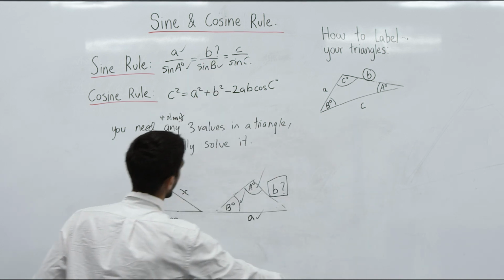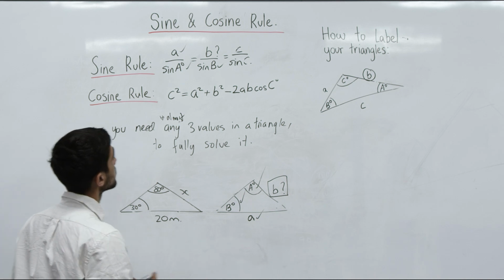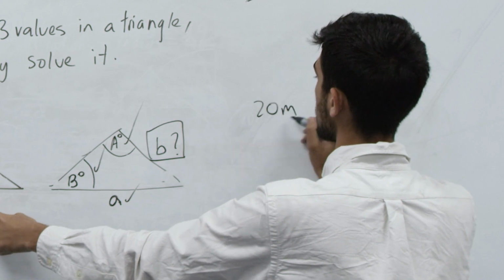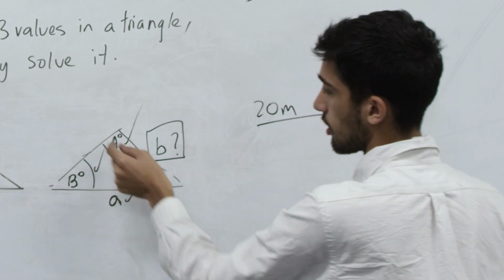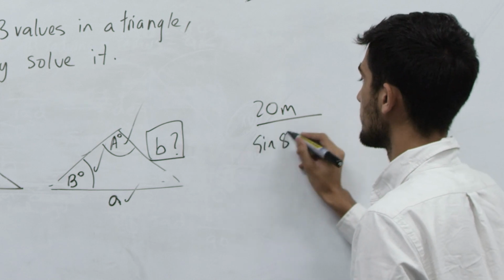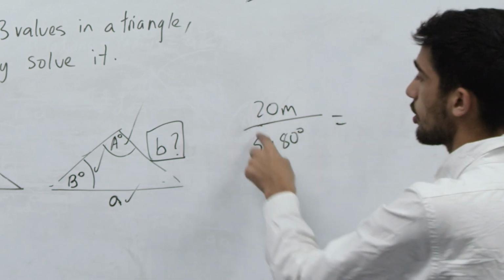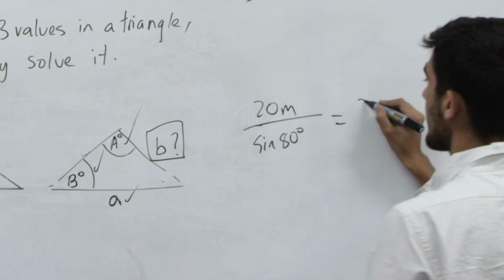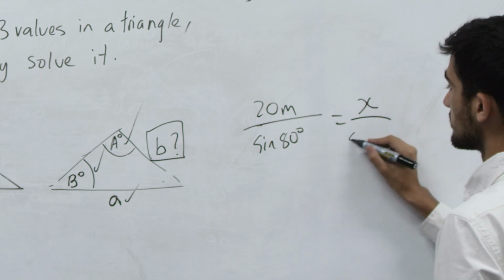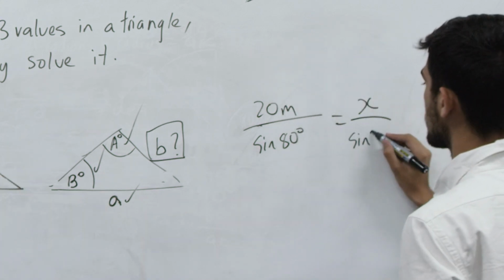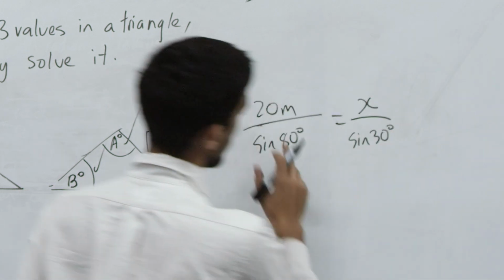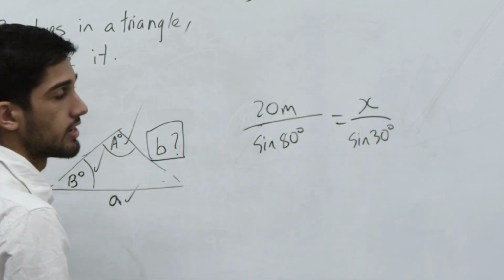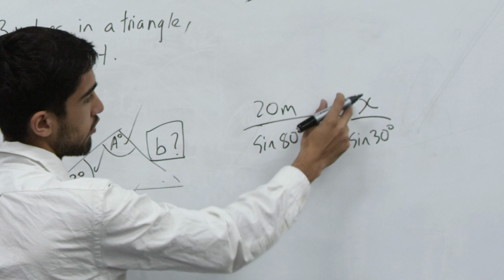So what I'm going to get here now is A over sine A. What is A? A is 20 meters. Sine A is the sine of the matching angle A, which is the sine of 80 degrees. A over sine A equals B over sine B. What's B? B is actually X, and the sine of B is the sine of 30 degrees. So we get A over sine A, 20 over sine 80, is equal to B over sine B, X over sine 30. And we can rearrange this equation to solve for X.